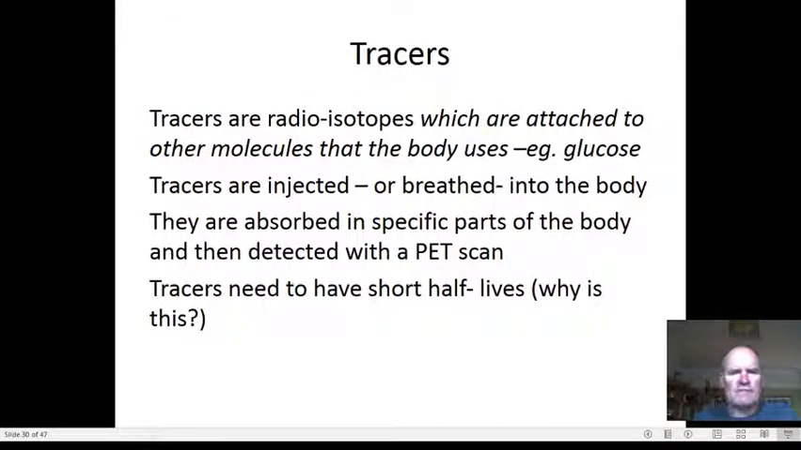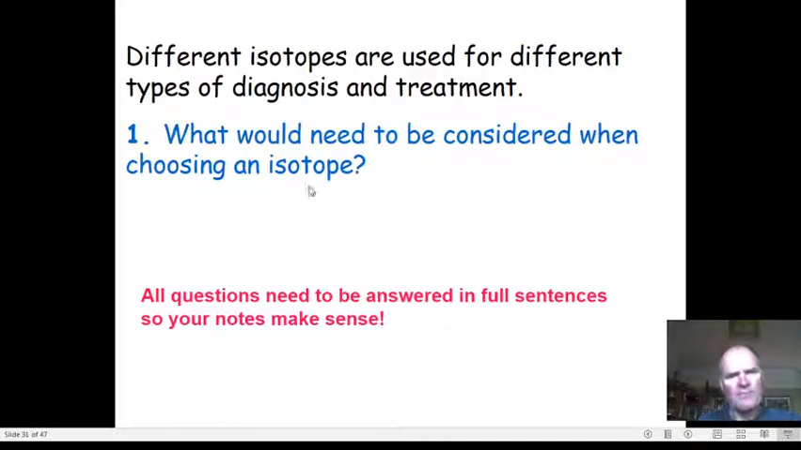Tracers, we saw, are radioactive isotopes attached to other molecules that the body uses, injected or breathed into the body. They're absorbed into specific parts of the body and detected with a PET scan, and they need to have short half-lives. We need to understand why, because we're either injecting them or breathing them into the body, so a short half-life is an important consideration. Different isotopes are used for different types of diagnosis and treatment.